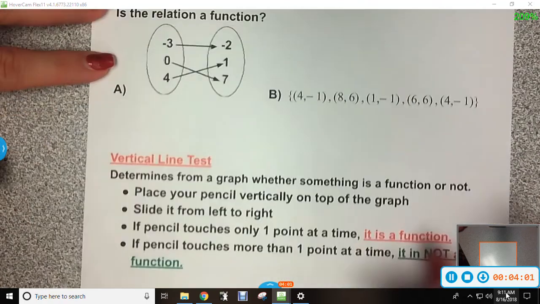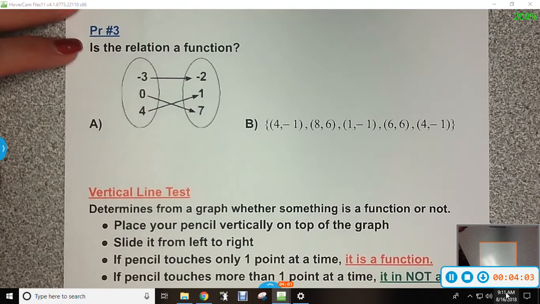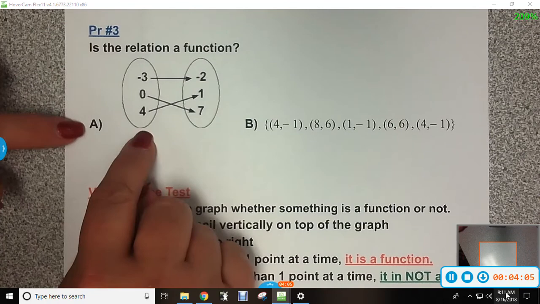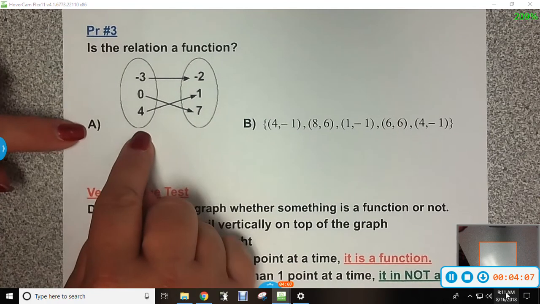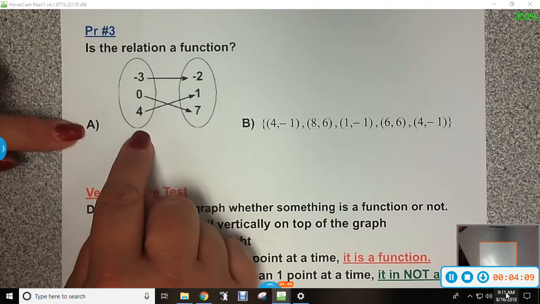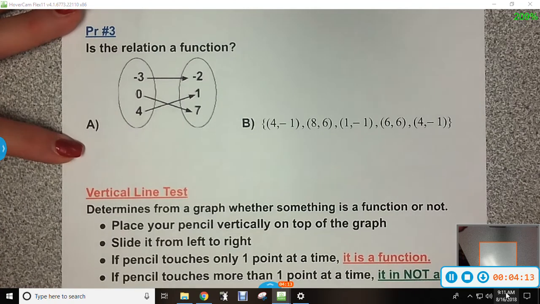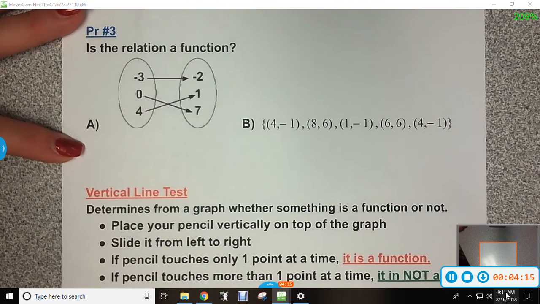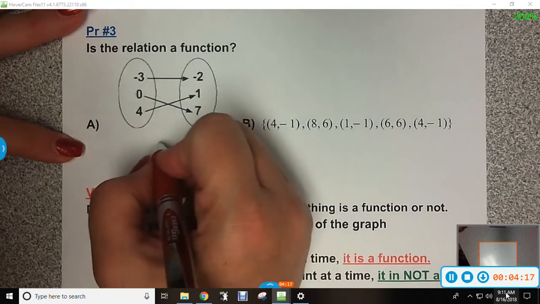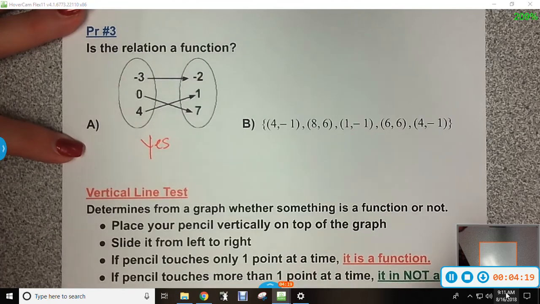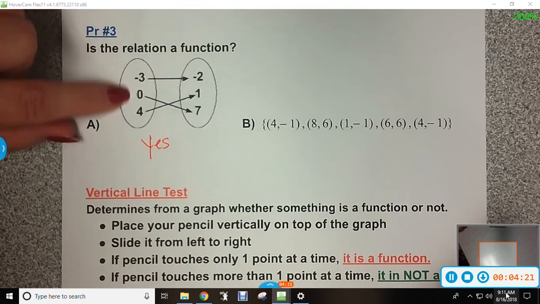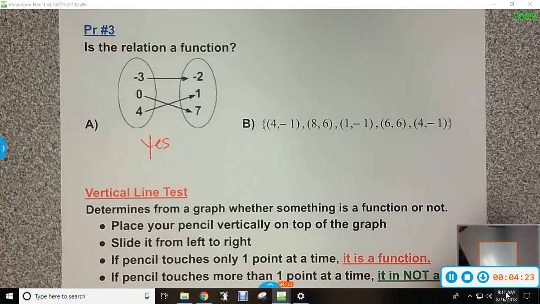All right, next here are a couple from your textbook. This one's problem 3. It wants to know, is this a function, yes or no? Okay, you go ahead and decide, put it on your paper, and then come back here. I'll give you a little bit of a head start. This one, yes, it is a function because each of those x values are only used one time.